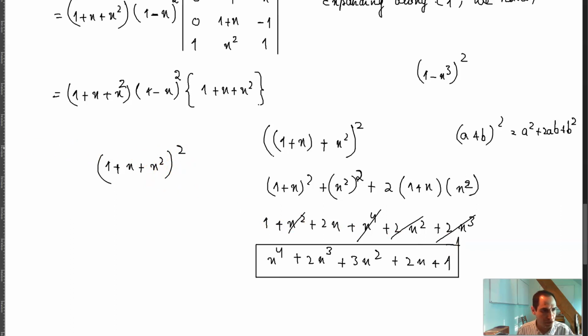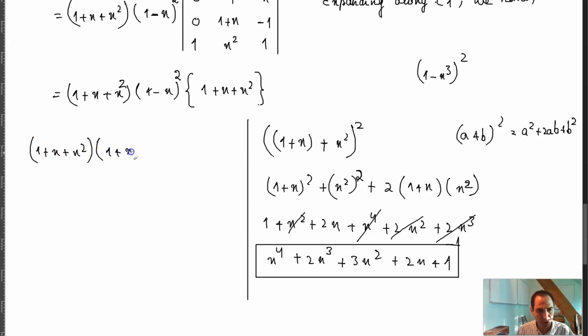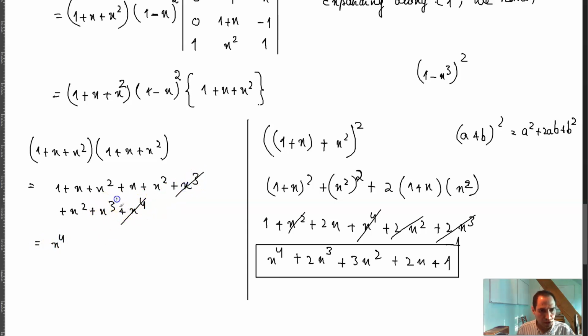If I do it the other way, if I just simply multiply, let's see what we get over there. So I have 1 plus x plus x squared. I want to multiply it by 1 plus x plus x squared. So 1 times this is equal to itself, 1 plus x plus x squared. X times that would be x plus x squared plus x cubed. And x squared times that would be x squared plus x cubed plus x raised to the power 4. Which gives you x raised to the power 4, 2 times x cubed, and 3 times x squared, plus 2 times x, plus 1, which is exactly the same thing, right?